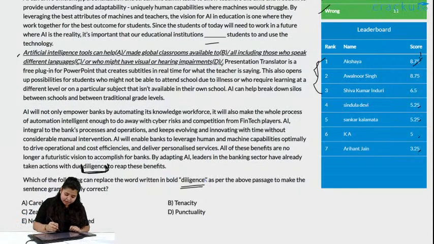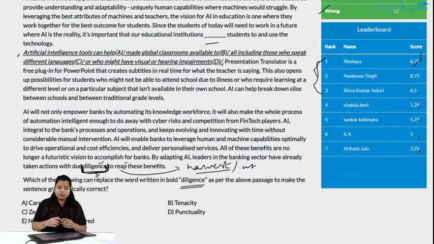Let's see. All of these benefits are no longer a futuristic vision for banks. By adopting AI, that is artificial intelligence, leaders in the banking sector have already taken action with due diligence to reap these benefits. You must know the meaning of this: reap is to harvest, or to cut, or to take benefit. And what is diligence? It is to be careful and persistent.